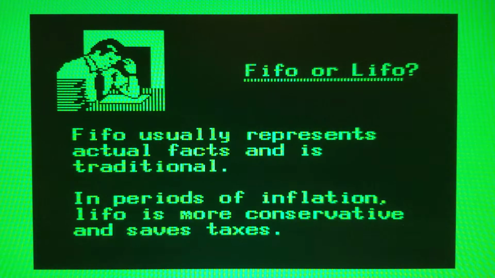FIFO, or first in, first out, usually represents the actual facts and is traditional. In periods of inflation, LIFO, or last in, first out, is more conservative and saves taxes.